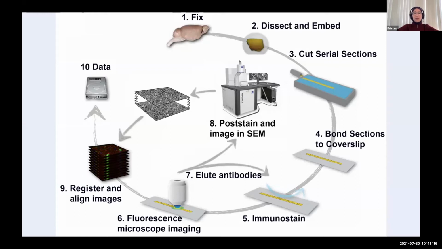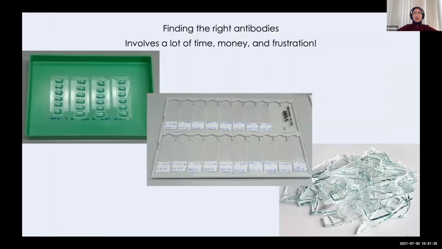Now, this is all great, but it relies heavily on antibodies. If you don't have the right antibodies, it's not going to work. And finding the right antibodies can be a really painful, long, expensive process. One big reason for this is that the commercial antibodies are really not tested for this application, for tissue that is usually dehydrated and embedded in resin. There are a lot of changes that happen, so there is absolutely no guarantee that antibodies that work great in other applications will work in our application.